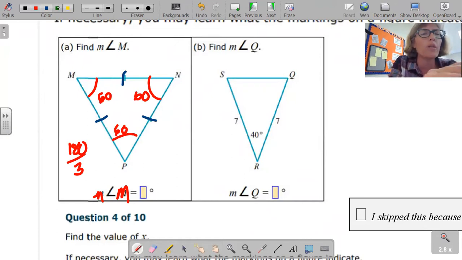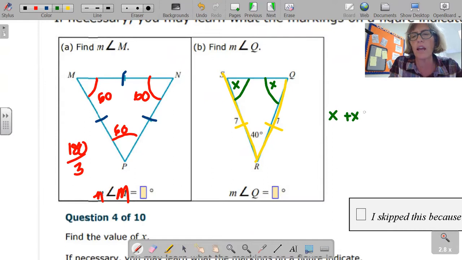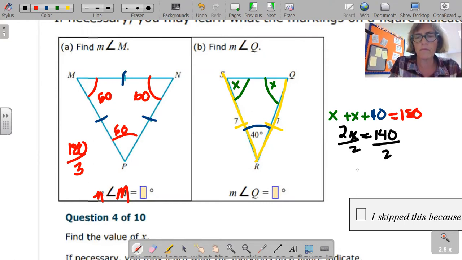Looking over here on the right, it wants you to find the measure of angle Q. Again, there's nothing there. But you always ask yourself, what is there? And we have 2 equal sides. If you have 2 equal sides, you have 2 equal angles. We'll call them both x. So we know that x plus this 40 here has to equal 180. So we get the measure of angle Q is 70.